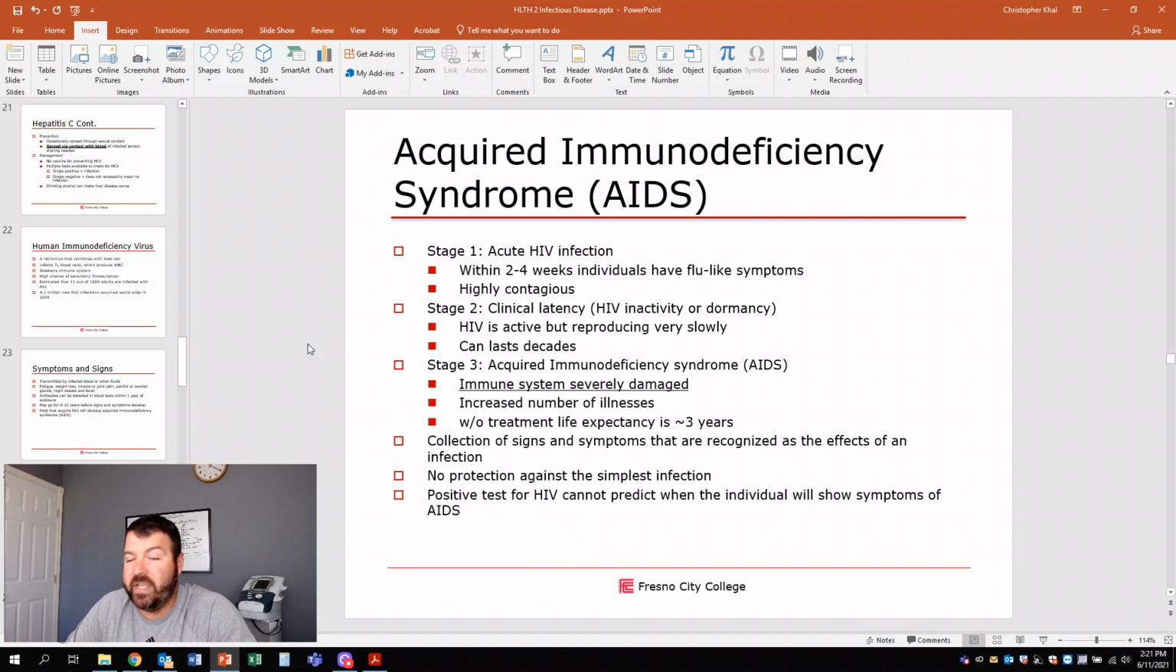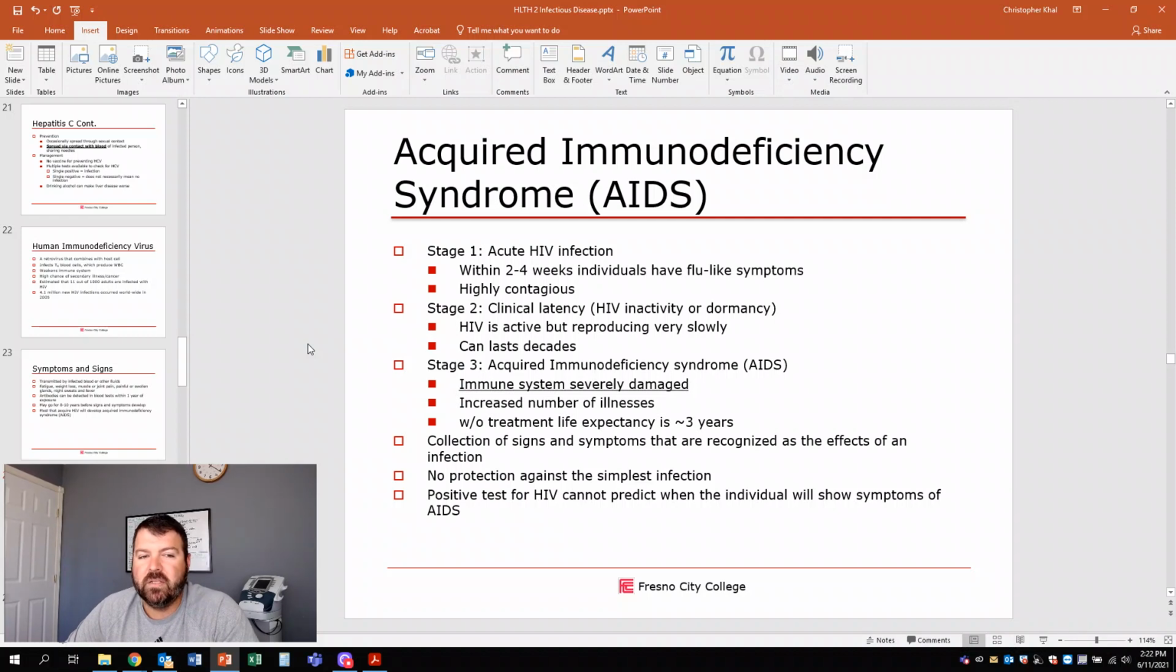All right, so there's 3 stages of HIV. Okay, stage 1 is acute infection. Within 2 to 4 weeks, individuals have flu-like symptoms, highly contagious. Stage 2, clinical latency. Okay, HIV is active but reproducing very, very slowly. And this can last decades. Okay, and a lot of the drugs are really, really effective in this stage 2, and a lot of people don't get stage 3. Okay, stage 3 is AIDS, which is the acquired immunodeficiency syndrome.